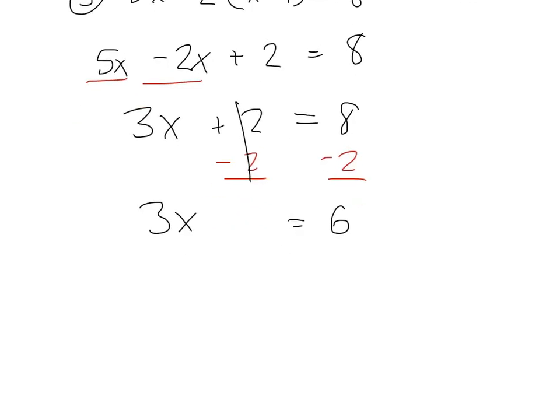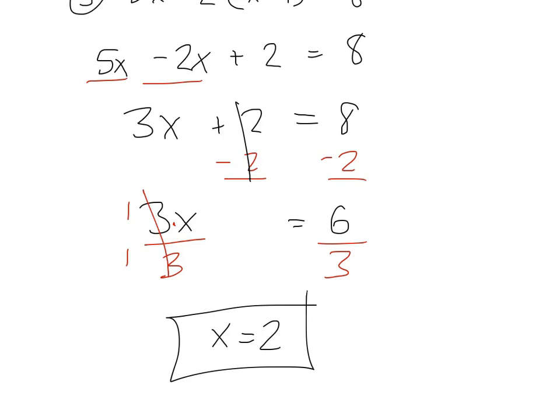Last step, get the x by itself. He's being multiplied by 3, so we got to divide by 3, which will cancel those or turn them both into 1s either way. And divide by 3, you get x equals 2. And there you have it. All right, so hopefully most of you guys got that one. I have full confidence in your ability to tackle problems like this.